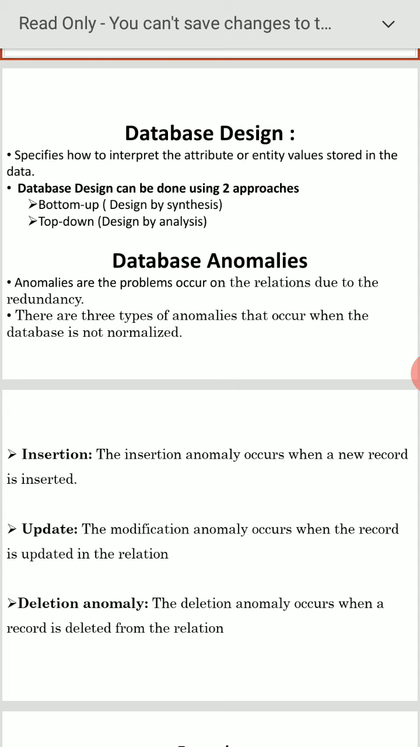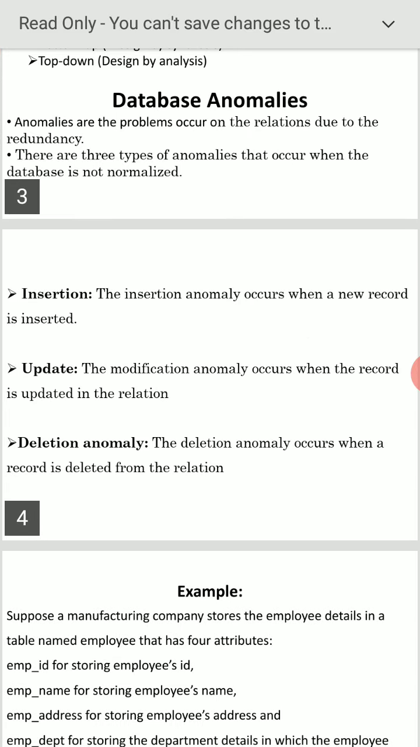Update, what does it mean? Already I stored the data. There is some correction. I want to modify something. Assume employee ID is there in a table, employee name is there, employee address is there, employee department is there. Here, employee name I stored A by mistake. I want to make it XYZ. That is updation.